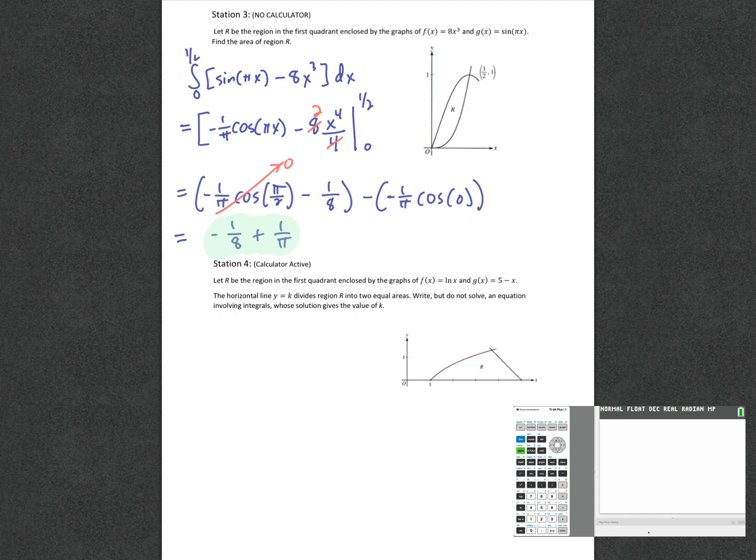Not smaller, but lower. Doesn't really matter, but just to get an idea. So this is like some horizontal line, y equals k. There's some horizontal line so that this area down here equals this area up here. Okay, other ways you can do it.